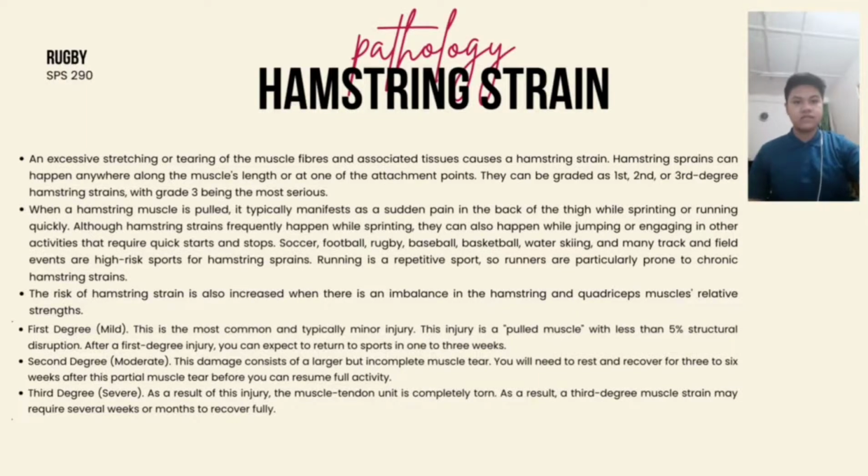So, when a hamstring muscle is pulled, it typically manifests as a sudden pain in the back of the thigh while sprinting or running quickly. Although hamstring strains frequently happen while sprinting, they can also happen while jumping or engaging in other activities that require quick starts and stops. Soccer, football, rugby, baseball, basketball, water skiing, and many track and field events are high-risk sports for hamstring strain.